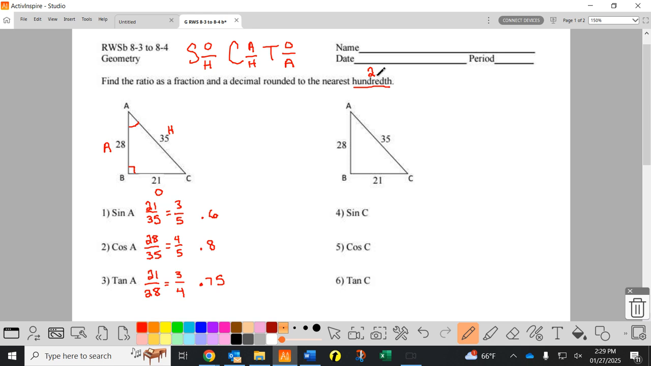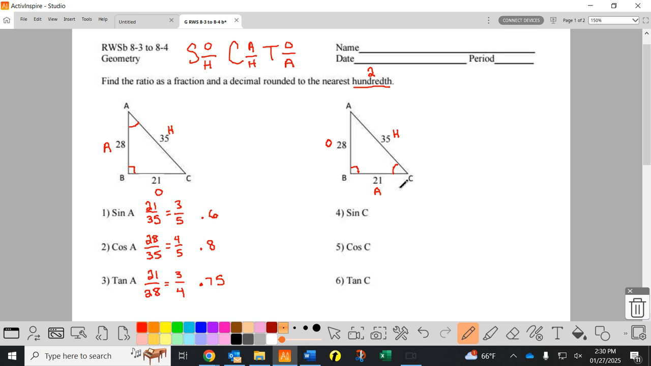Okay, so for the next one, we're doing the exact same thing, but now we're doing sine, cosine, and tangent of C, so we're going to mark C. Opposite of C is going to be the 28, so this is going to be our O. The hypotenuse is going to be across from the right angle, so that's going to be the 35. That's going to be our H. And then the leftover one is going to be the A. That's going to be our 21 right there.